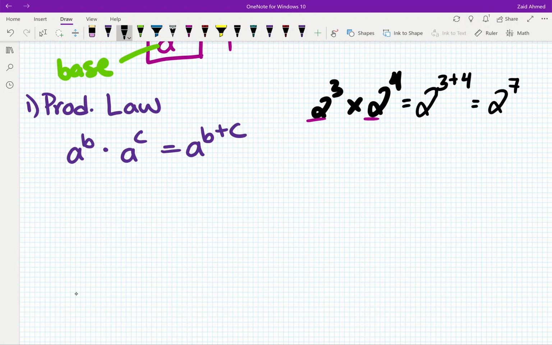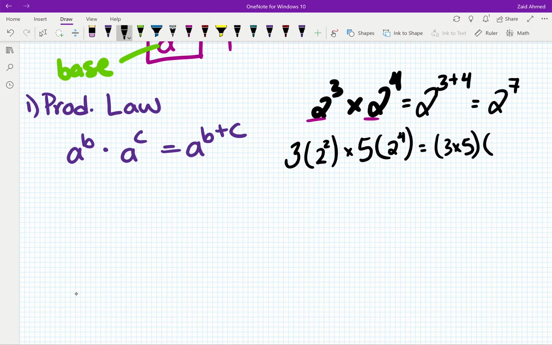And another thing is, let's say there's a coefficient in front of the power. So if I had 3 times 2 to the power of 2 times 5 times 2 to the power of 4, I would then do 3 times 5 times 2 to the power of 2 plus 4, which will equal 15 times 2 to the power of 6. So these are using numbers.